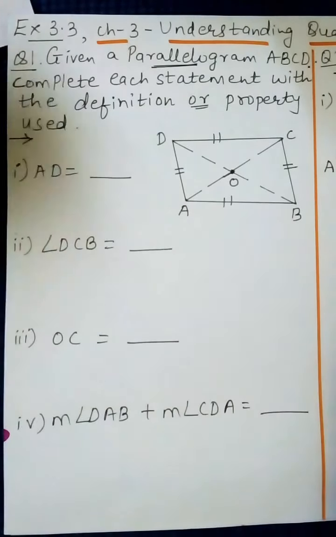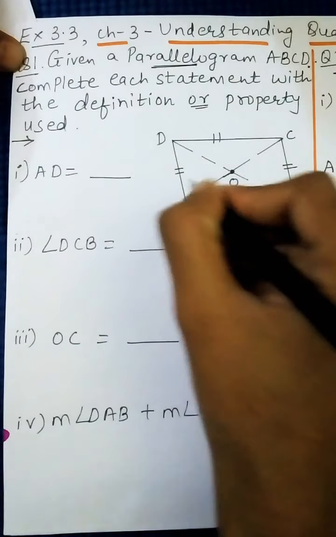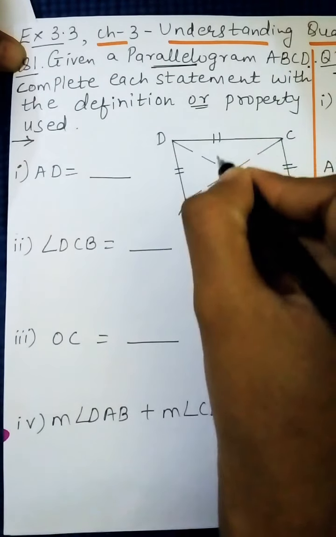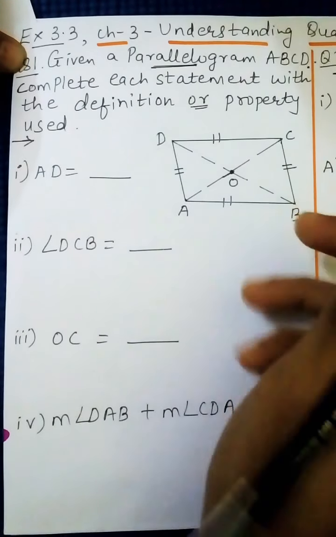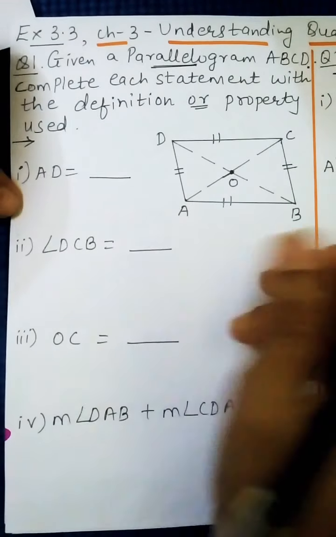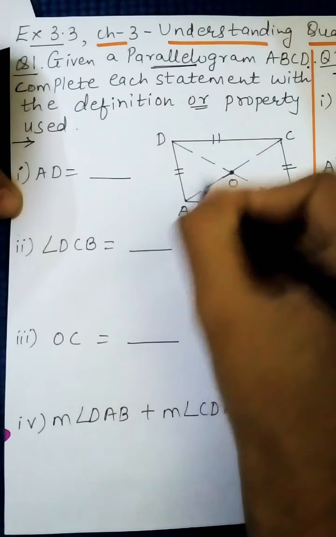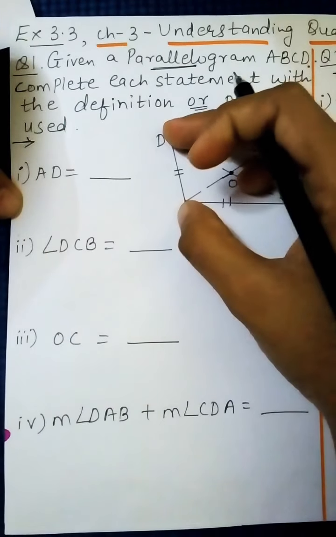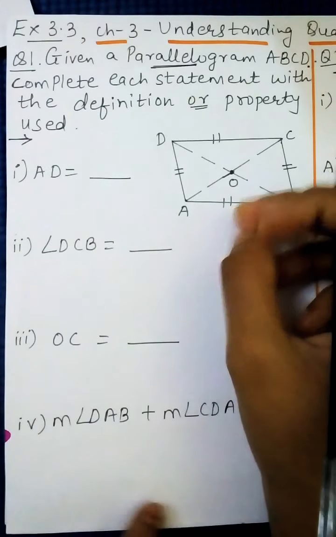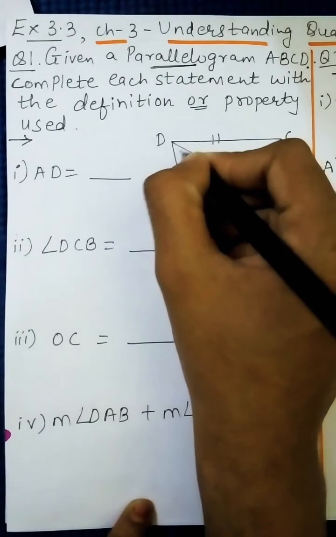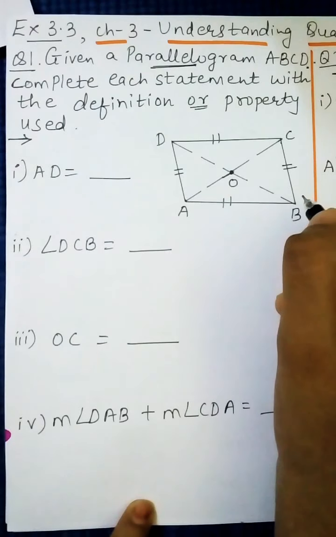Now the next property is that the total of adjacent angles of a parallelogram is always supplementary. Adjacent angles means angles lying on the same side, not opposite angles. Opposite angles are A and C. Now we are talking of adjacent angles. So adjacent angles means angle A and angle D. These both are adjacent angles. So the total of angle A plus angle D will be equal to 180 degrees.